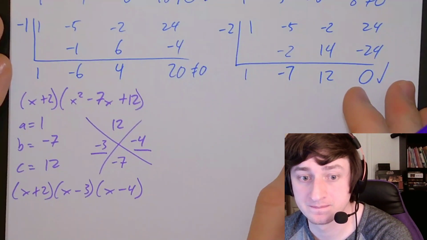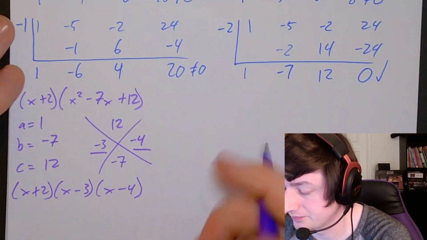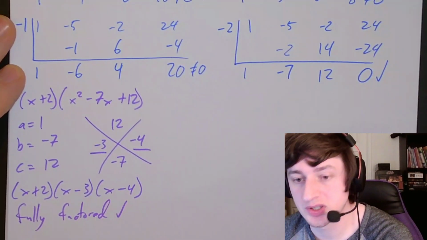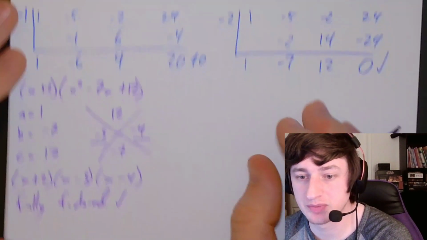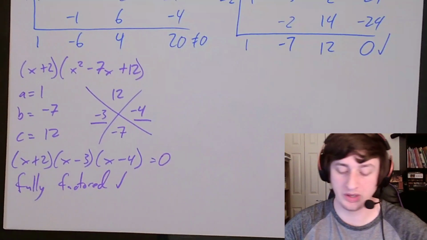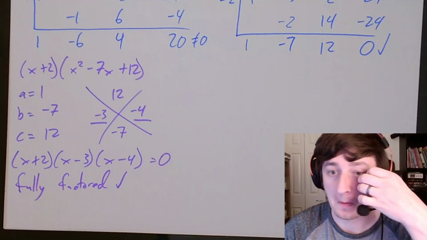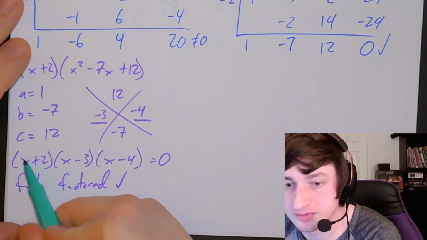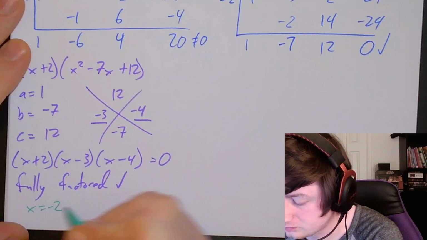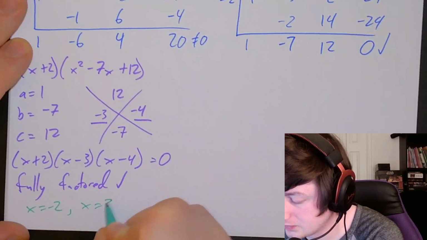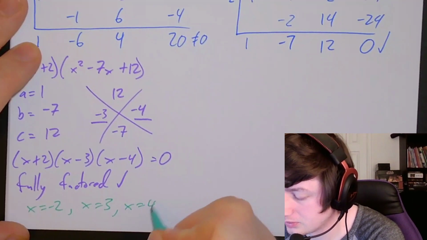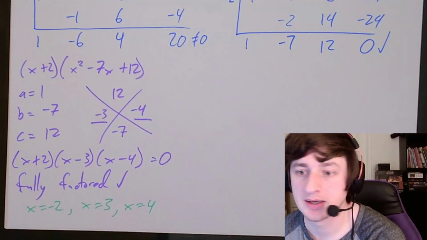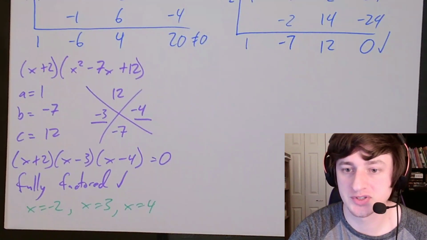Okay. So this is fully factored now, which means we need to solve. In other words, what values of x make this equal 0? Well, it's actually pretty easy. We kind of found some of them already. Put a negative 2 in here, put a 3 in there, and put a 4 in there. And so those are my 3 solutions. And now we can start sketching.